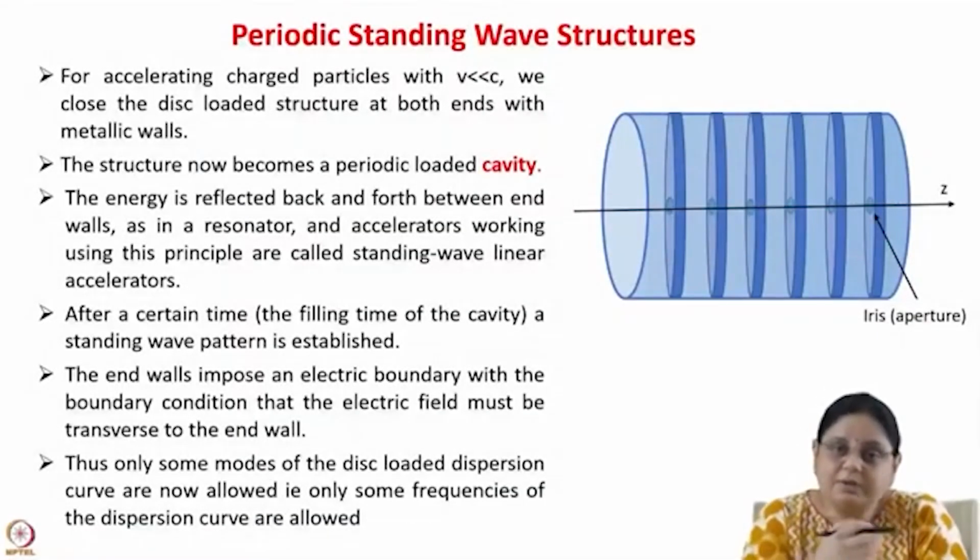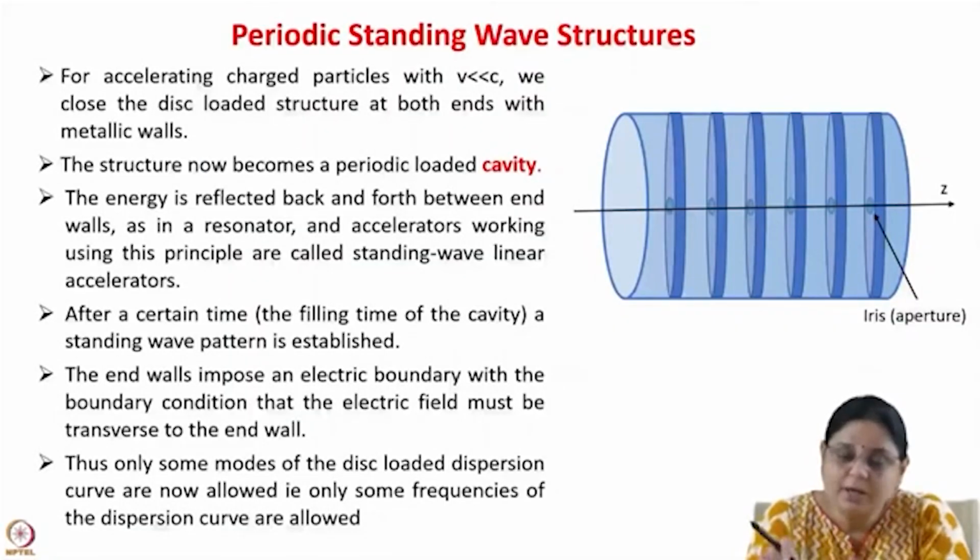Okay, so this was traveling wave structures. Now you can also have periodic standing wave structures. So what is a standing wave structure? A standing wave structure is formed when boundaries are applied in all directions. So it's basically a cavity.